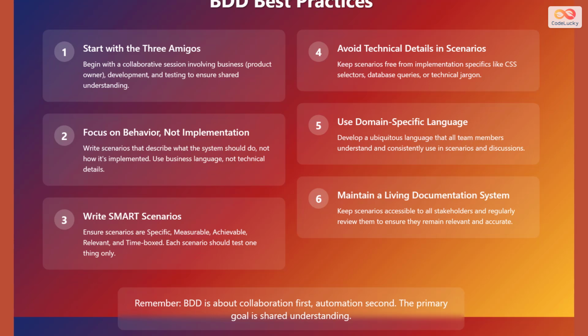Avoid technical details in scenarios. Keep scenarios free from implementation specifics like cascading style sheet selectors, database queries, or technical jargon. Use domain-specific language. Develop a ubiquitous language that all team members understand and consistently use in scenarios and discussions. Maintain a living documentation system. Keep scenarios accessible to all stakeholders and regularly review them to ensure they remain relevant and accurate. Remember, behavior-driven development is about collaboration first, automation second. The primary goal is shared understanding.